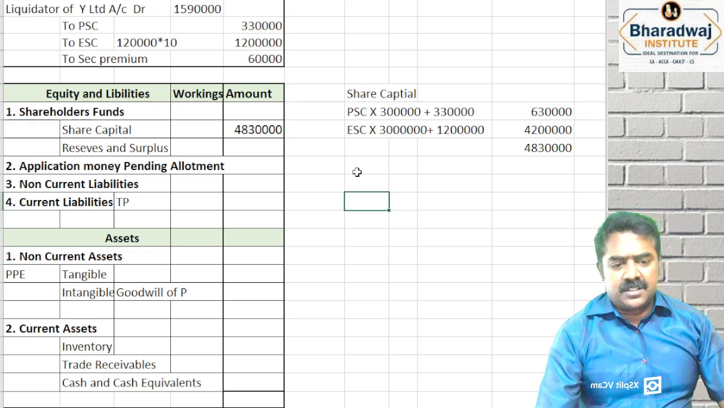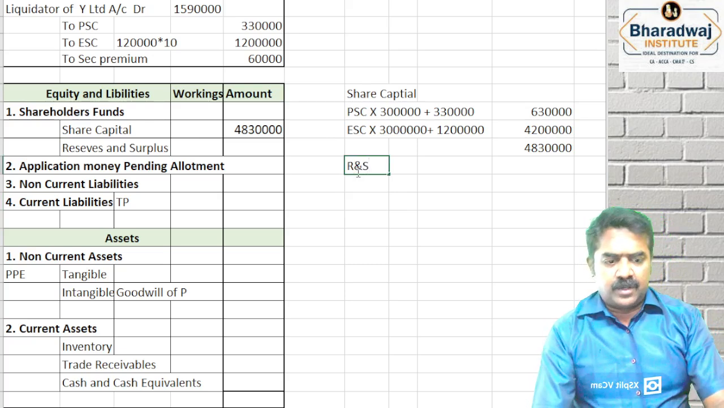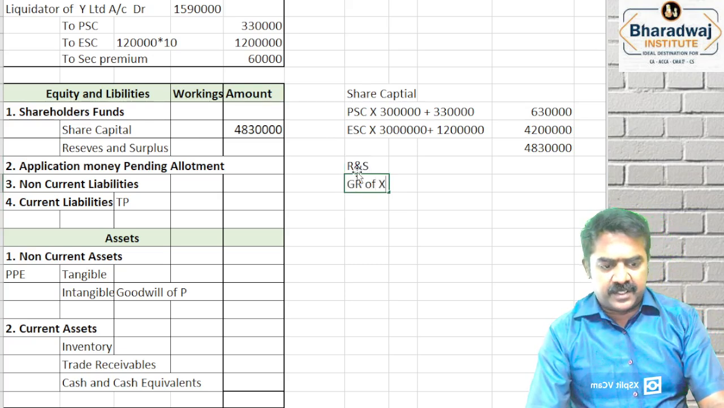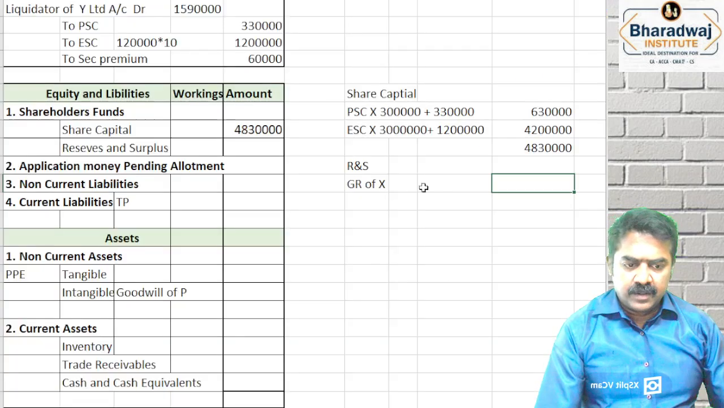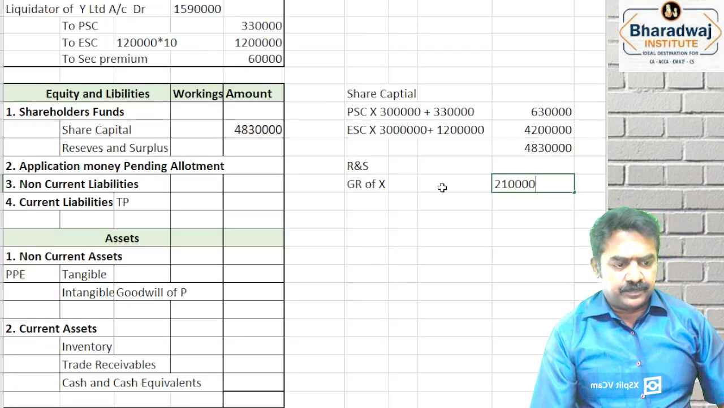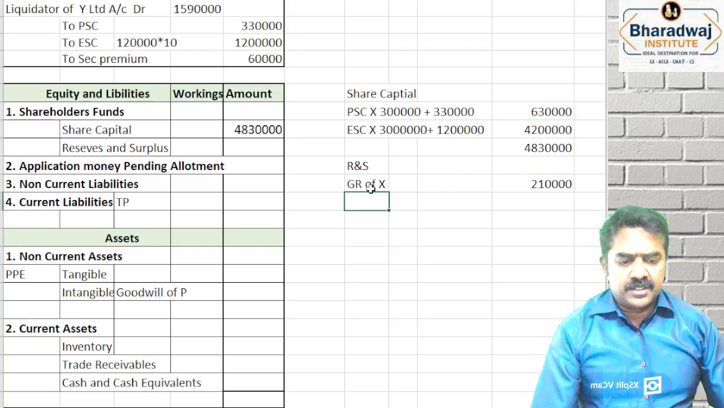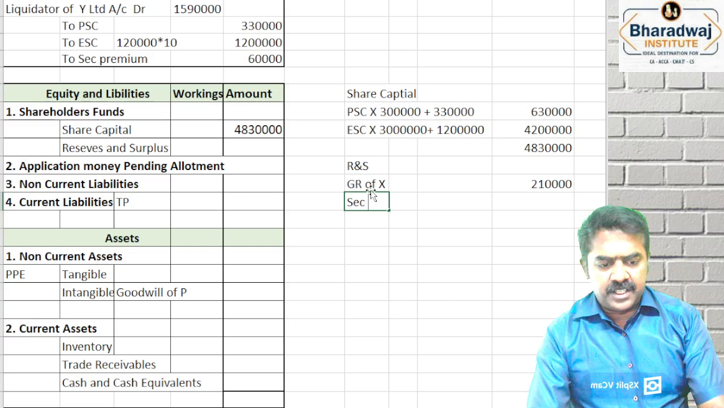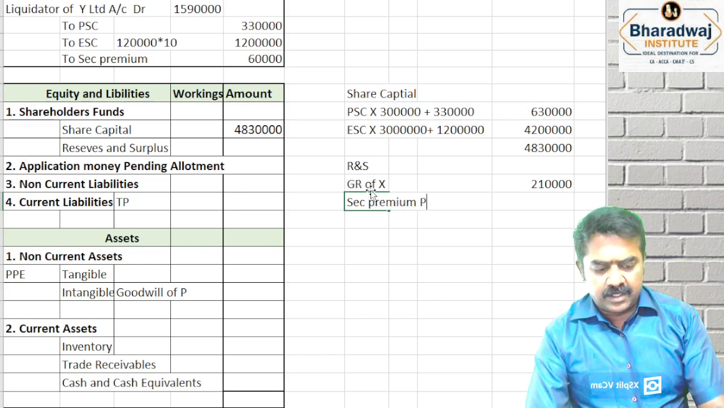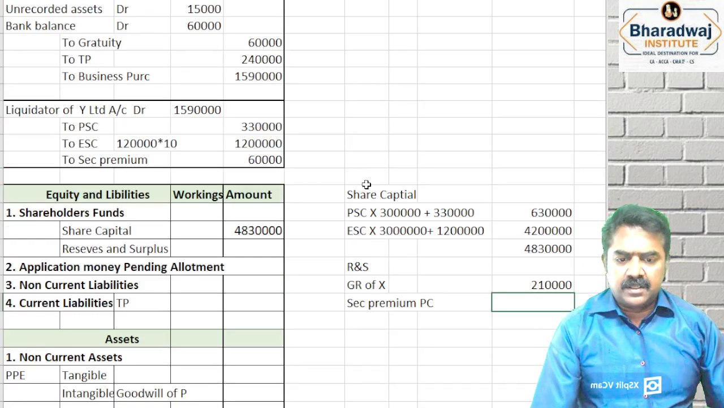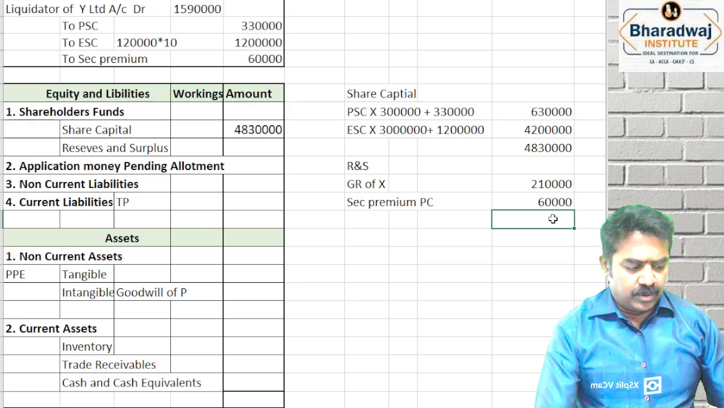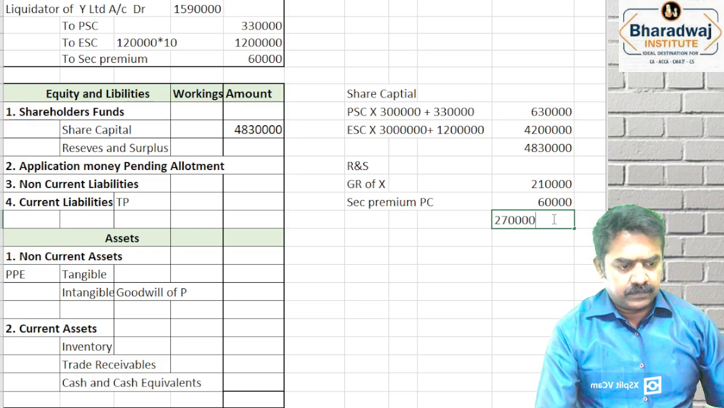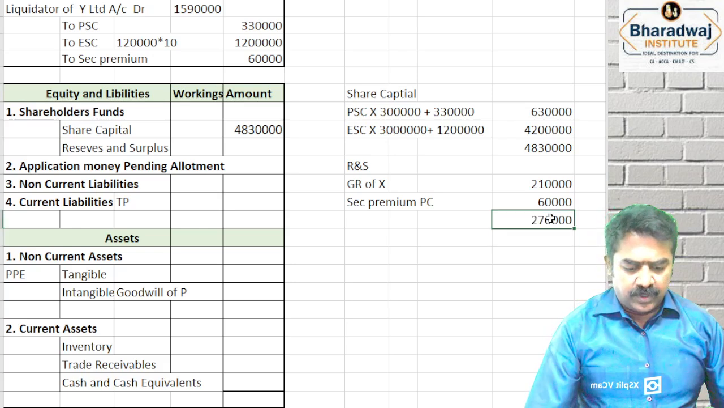Then reserves and surplus. What will come in reserves and surplus? General reserve of X, how much is given? 2,10,000. Securities premium, the purchase consideration, see the journal entry, 60,000. So total 2,70,000.